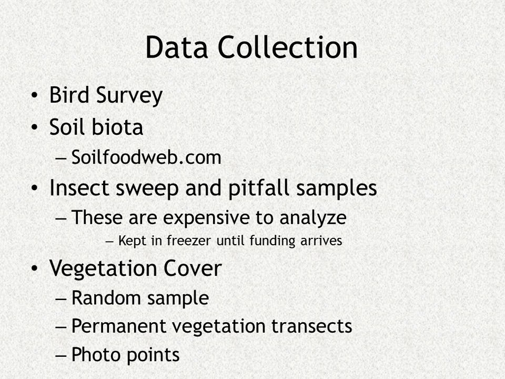So every year we're doing a bird survey. Every year we're sending soil samples to soilfoodweb.com for soil biotic analysis, trophic food web stuff. We're also conducting sweep net and pitfall samples of insects every year. These are very expensive and time-consuming to analyze, and so basically we're not analyzing these data, we're simply collecting it. And freezers are cheap relative to labor to sort insects, so we're just keeping it until we can get the money to analyze these data. And again, we're collecting vegetation cover every year. We're doing both random sampling design and permanent vegetation transects in the photo plates.